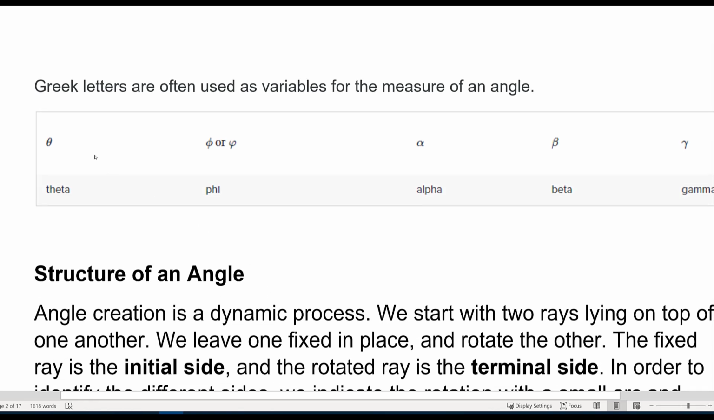So here are just some Greek letters we might use. Often we use theta, sometimes phi. Also alpha, beta, gamma.